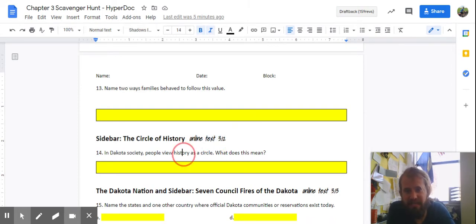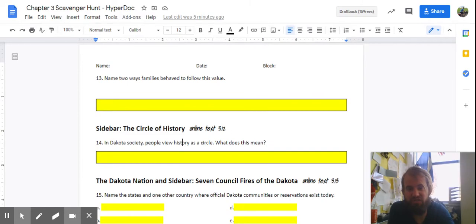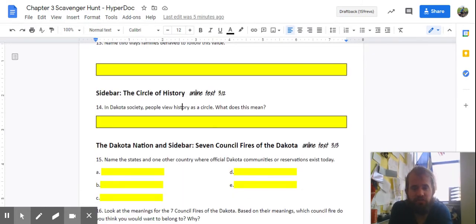In Dakota society, history is a circle. What is meant by that? Describe what it means by history as a circle. And this is not central to just Dakota society. This is often seen, there's a very common statement that says, history doesn't repeat itself, but it sure may rhyme. What's meant by history as a circle? As we're going through then, you've got 7 council fires of the Dakota.